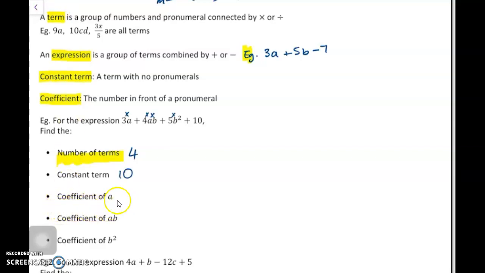What's the coefficient of A? So remember, coefficient is the number in front of a pronumeral. A pronumeral is A in this case. So the number in front of A here is 3. So the coefficient of A is 3. The coefficient of AB, okay, is 4. And the coefficient of B squared is 5.